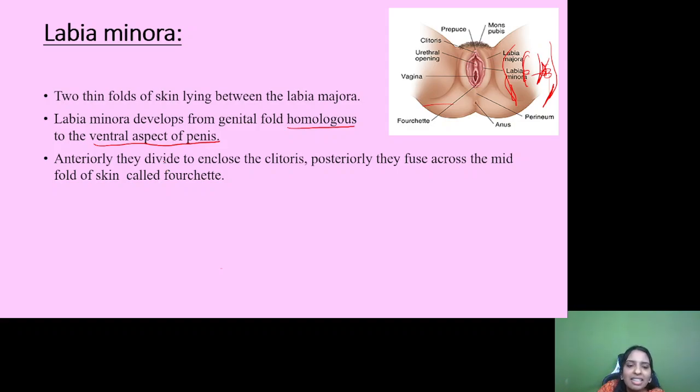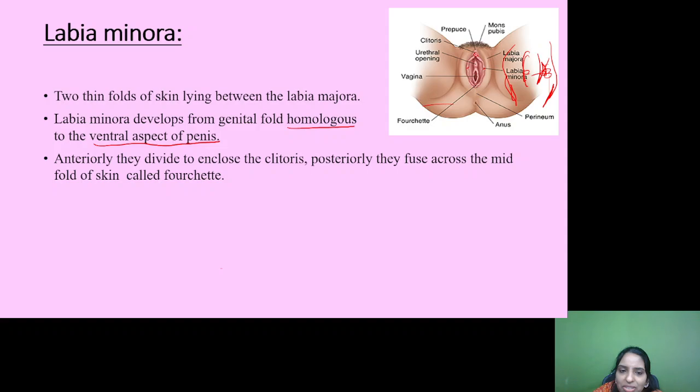Now see, anteriorly what happens is, where does it start, see here, these are the labia minora, right? See here, why I have kept these images is, if you remember the images, you can answer the question. Anteriorly they divide here to enclose the, see, this is the clitoris, right?